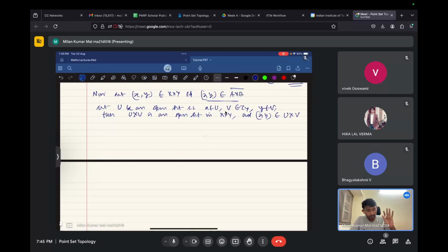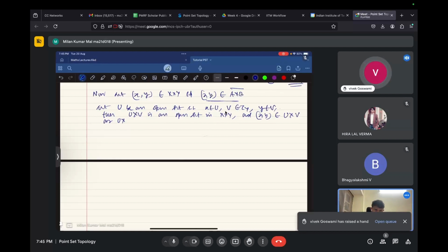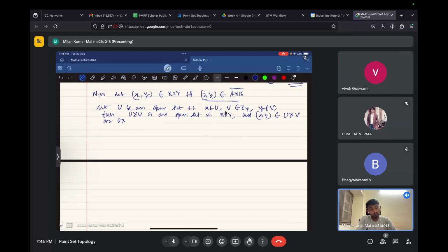Okay, I hope this is clear. This (x, y) belongs to U cross V. Now what I want to show here is that as U cross V, yeah. Sir, x belongs to U as well as V, no? No. x belongs to U, y belongs to V.